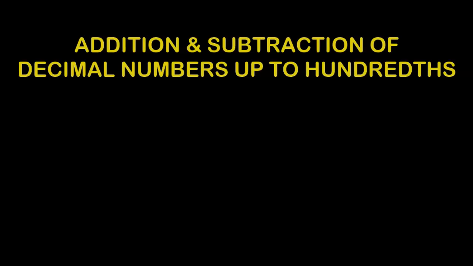In this video, we would understand how to add and subtract decimal numbers up to hundredths. Let's take up an addition example first. Let's say we have to add 3829.51 with 628.4. Now, always remember, whenever we are adding two numbers, we place them vertically.